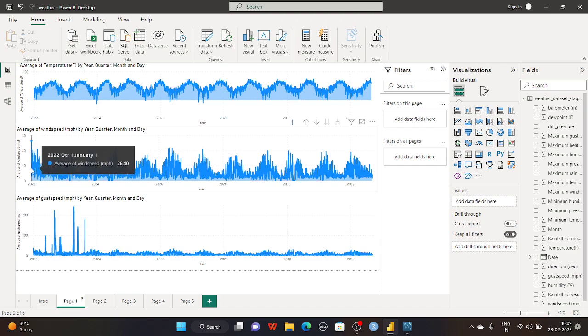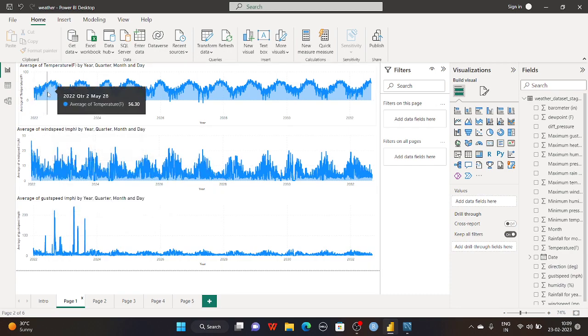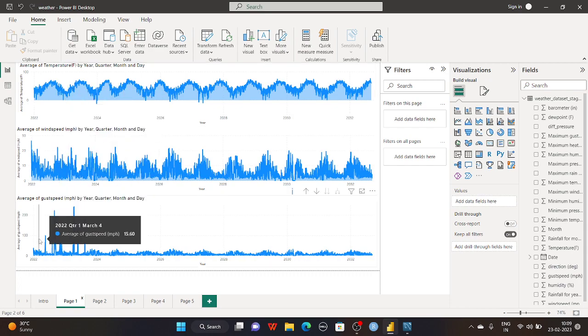So as we can see, for every year there's a pattern. In the first quarter it's high, in the second quarter it's low, and again it's rising in the third or fourth quarter. So we are seeing this pattern for every year. Here also we can see that as we are tending towards the summer seasons, temperature is rising and then again falling.